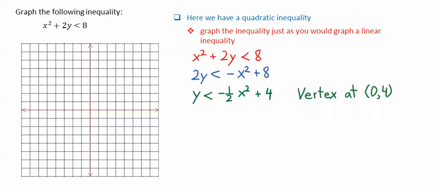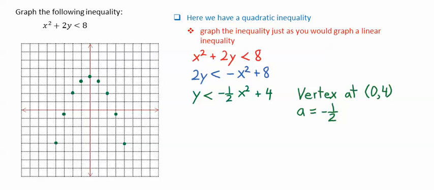The vertex is at (0, 4), and the a value is negative 1/2. This means that it opens downwards, and as we move right or left by 1 from the vertex, we would move down by 1/2. As we move right or left by 2, we would go down by 2. Right or left by 3, down by 4.5, and right or left by 4, we'd go down by 8.